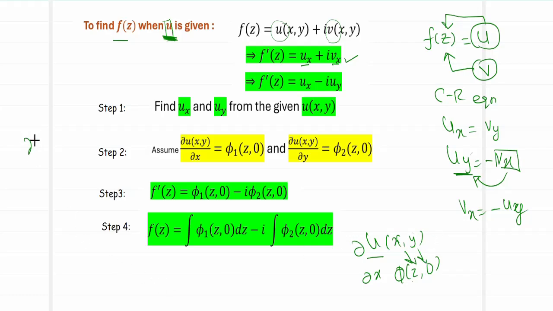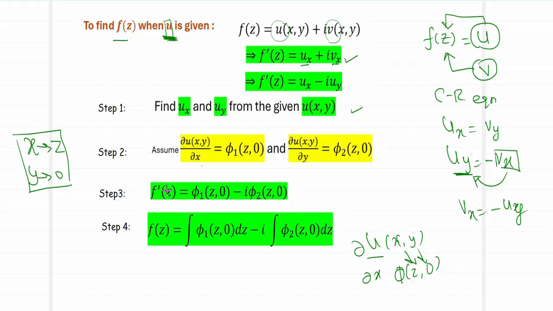So, I replace x with z and y with 0 in the derivatives which we have obtained in step 1 and name them as phi 1 of z comma 0, and the derivative of u with respect to y as phi 2 of z comma 0. Go put it back in your f dash of z. That is my step 3. So what is my f dash of z? ux, what is my ux? Phi 1 of z comma 0. Minus i times uy, what is my uy? It is phi 2 of z comma 0.